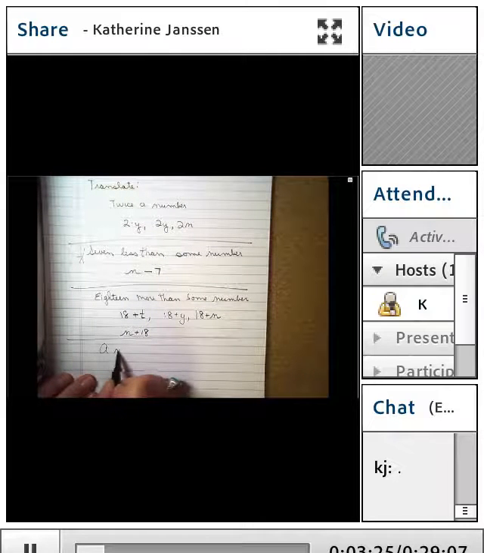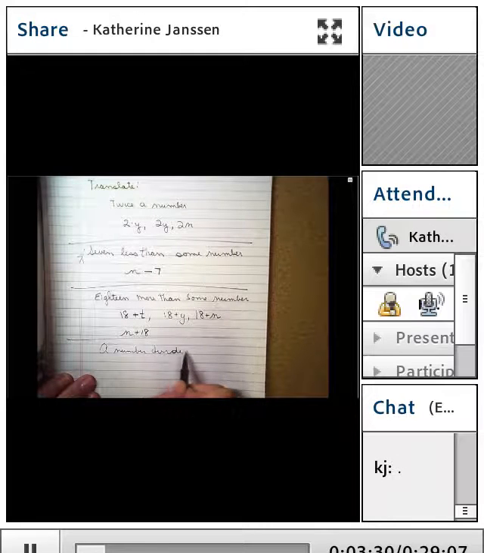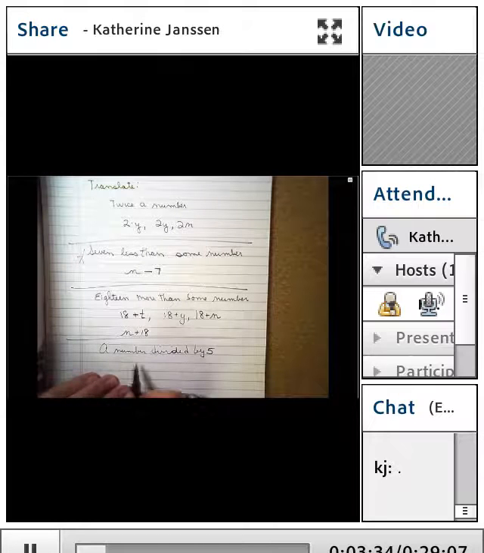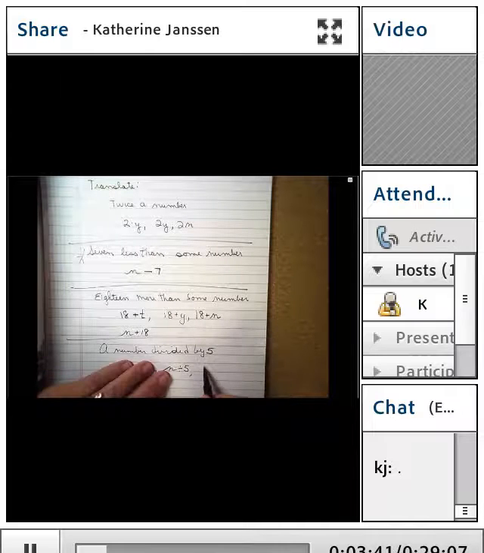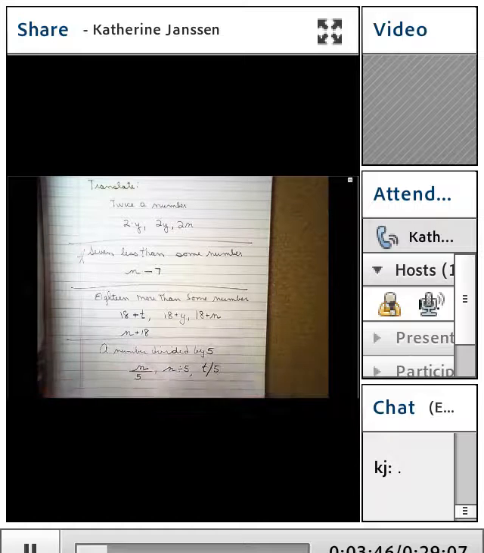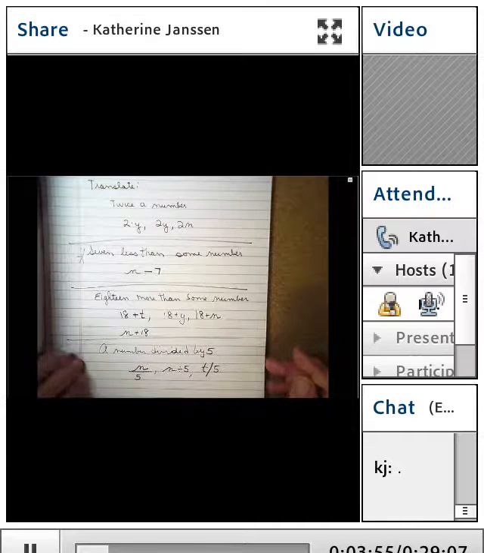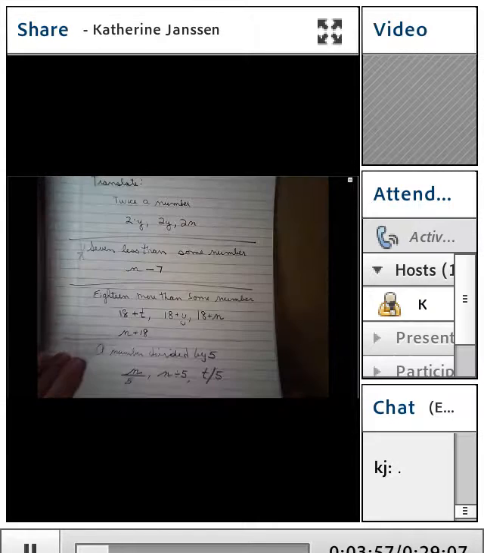A number divided by 5. Divided means division, so I have some number divided by 5, and then use your forward slash for division. So several ways we can make use of our symbolism, but you get to choose the variable unless you're told in MyMathLab to use a particular variable.